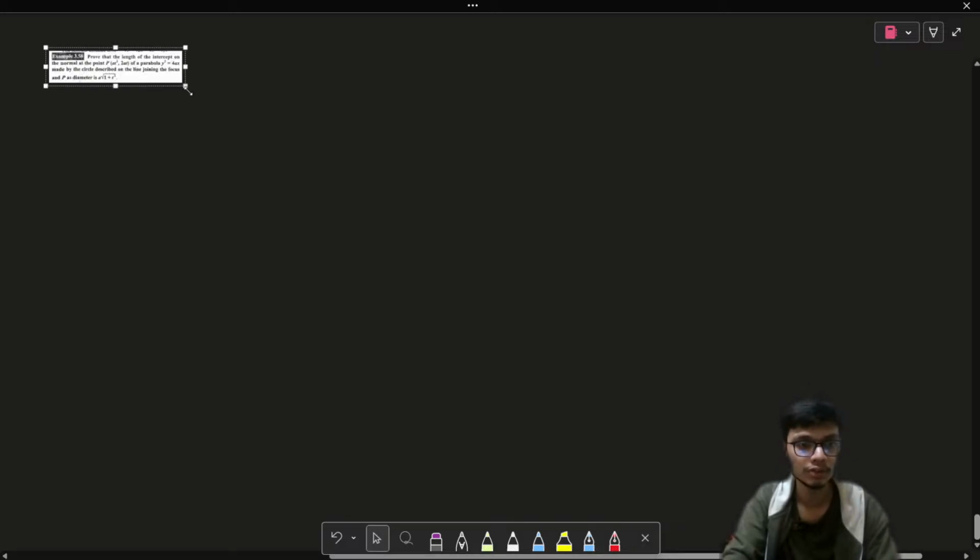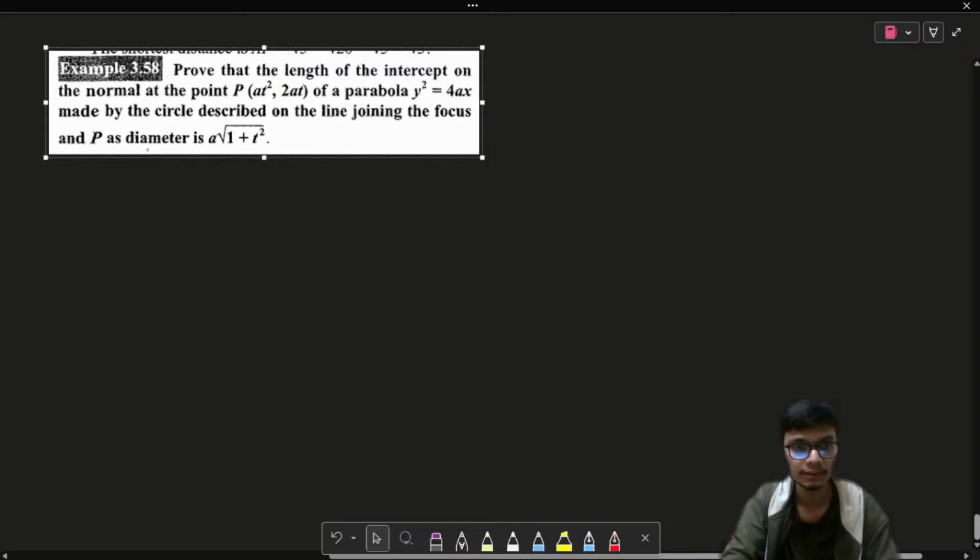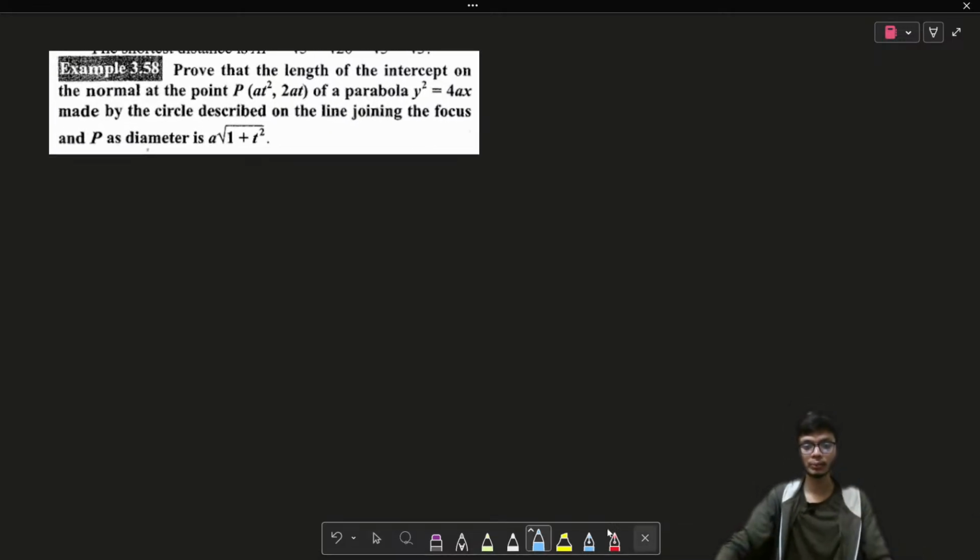Okay, so in this question we have to prove that the length of the intercept on the normal at a point P of a parabola y square is equal to 4ax, made by the circle described on the line joining the focus and the point P, is given as a square root of 1 plus t square, right? So let us try to understand what this question is actually trying to say.